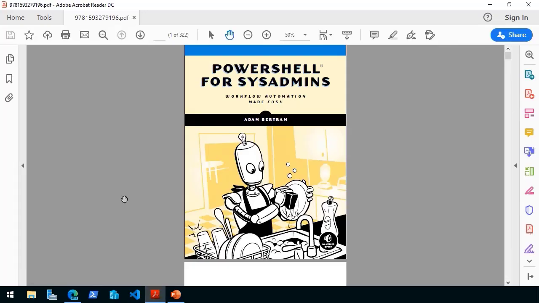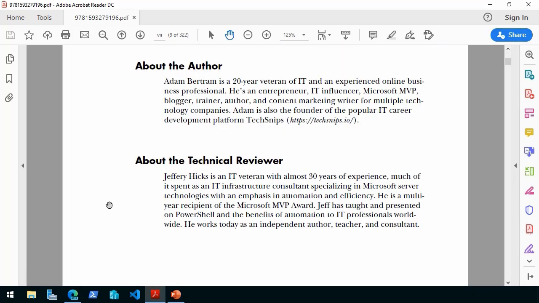Let's bring up the document, and I want to take you to a few key pages here. First, the About the Author page. I want to draw your attention not to Adam, but actually the technical reviewer. If you know who Jeff Hicks is, he's a very well-known PowerShell instructor and a Microsoft MVP. And the fact that Jeff was the technical reviewer for this book is a very big badge of honor on the book and also serves to increase the book's credibility.